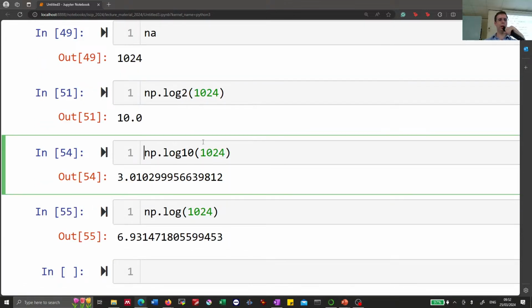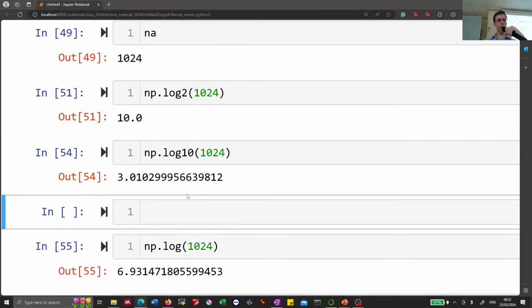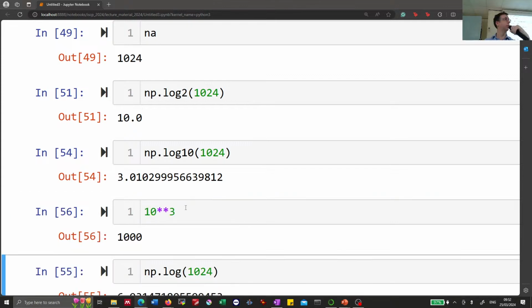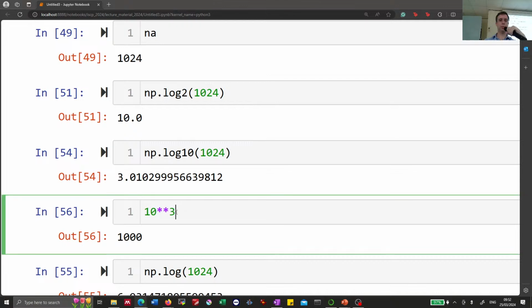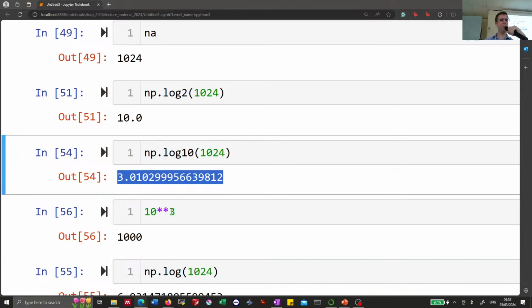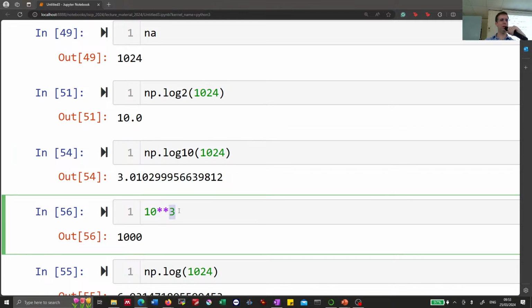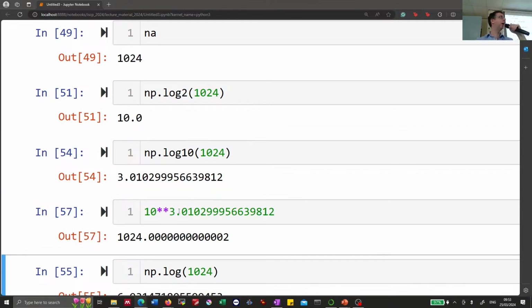Do we understand what's going on? Well, a little bit, right? Because 10 to the power of 3 is 1,000. And 10 to the power of whatever this number here is, all right? Copy paste. There will be maybe small rounding errors, but that's okay. Tiny, tiny rounding errors, but it's 1024.